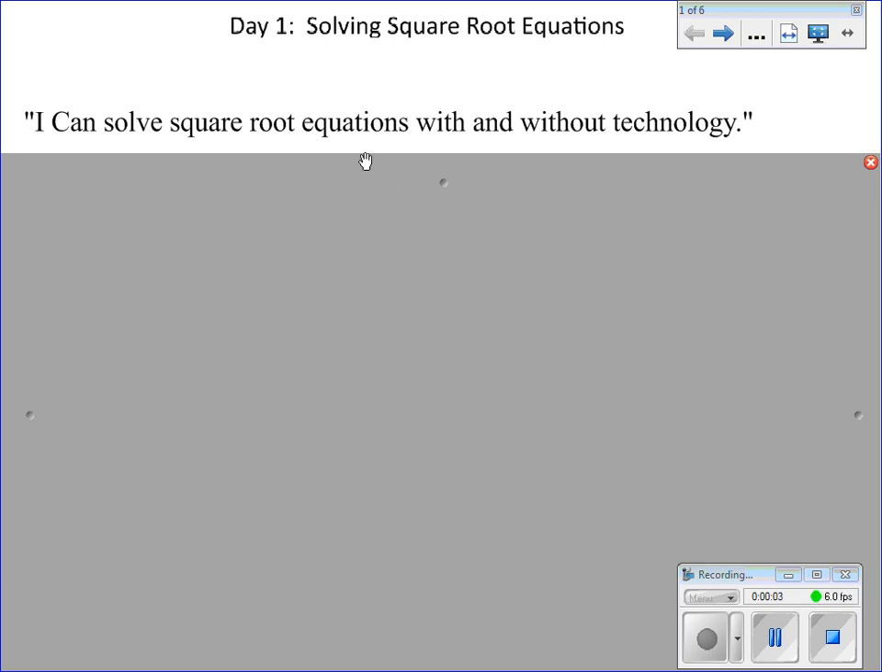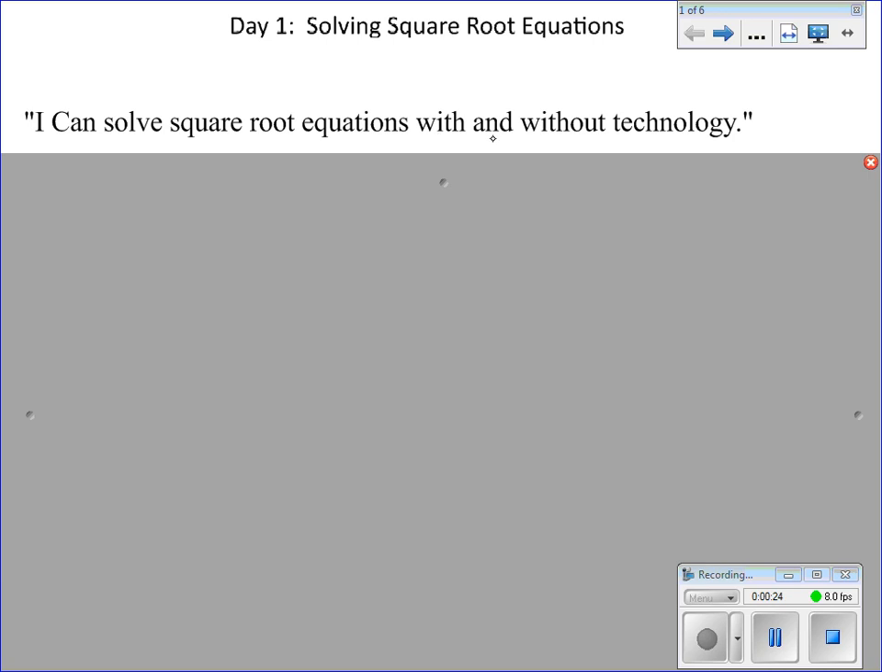Okay, today we're going to be diving into Unit 2 this year, and we're going to start looking at our exponents and squares and square roots. So today we're going to be solving square root equations. This is going to be a little bit different than the last video where we were just solving square roots. Now we're going to take that and apply it to algebraic equations.